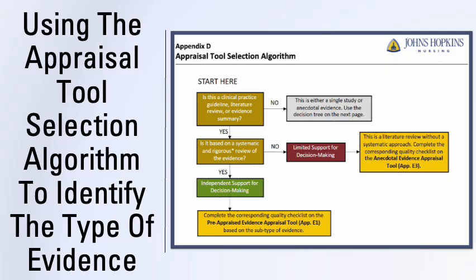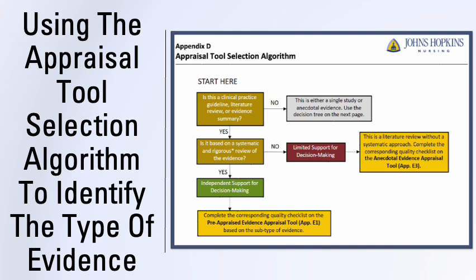Begin by asking yourself if the piece of evidence is a clinical practice guideline, literature review, or evidence summary. If your answer to that question is no, then you either have a single study or anecdotal piece of evidence, and we will discuss that on the next slide. So for now, let's say you answered the first question yes.